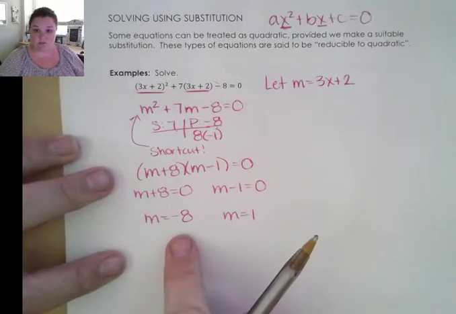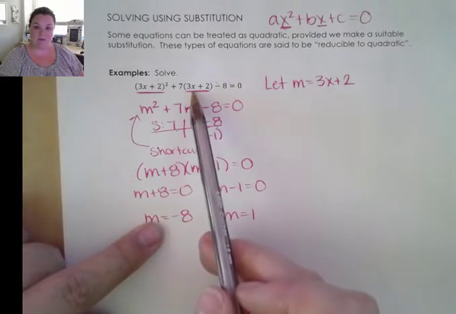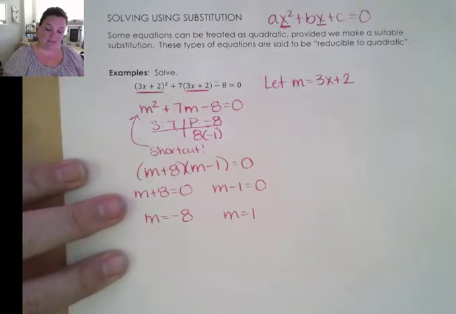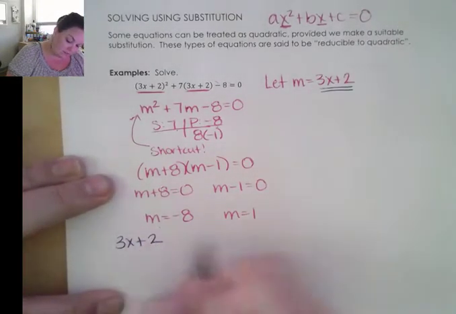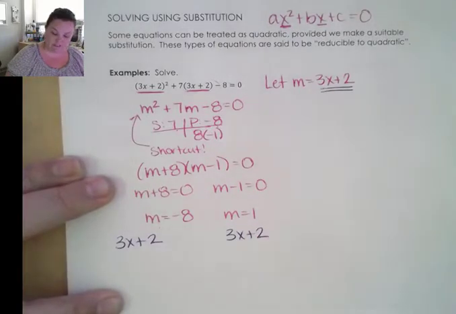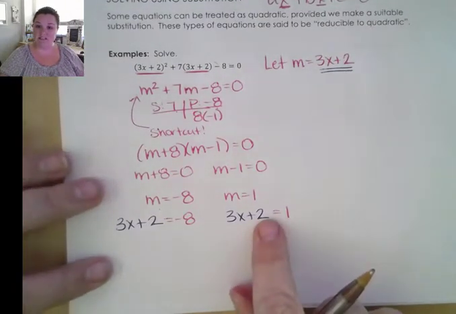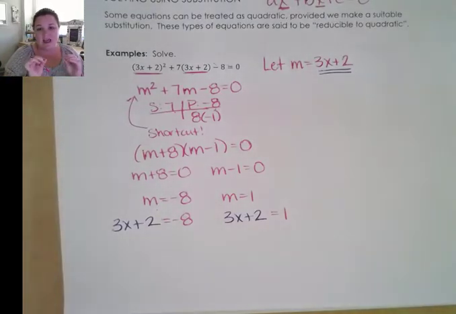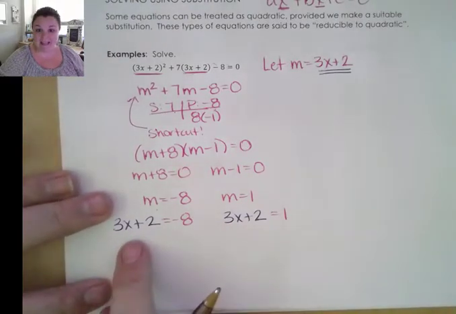But these are not my solutions, right? Because these are the answers I got for m. And I'm not solving for m, I'm solving for x. That's what I originally had, right? So now that I know what m equals, I need to plug back in what m was originally, okay? So m was 3x plus 2. So that means that 3x plus 2 equals -8, or 3x plus 2 equals 1. Does that make sense? So we only substituted the m in so that we could easily factor it and get an answer. And now that we have those answers, we have to put back in what we originally took out, which was this 3x plus 2 quantity. And now we can go ahead and finish solving this to figure out what x actually is.